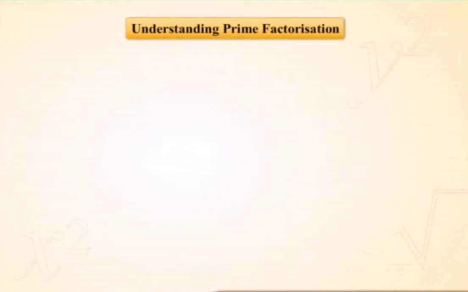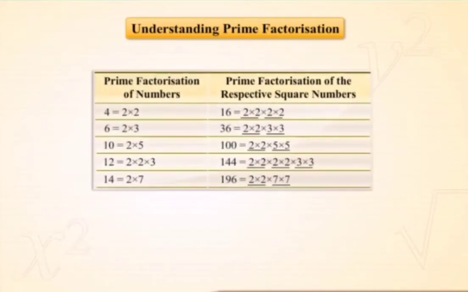Another method of finding the square root of a number is called prime factorization. This method is generally used for large numbers. This table shows the prime factorization of some numbers and their respective square numbers. For example, the factors of 10 are 2 and 5, while the factors of its square number 100 are 2, 2, 5, and 5. Note that each factor appears twice in the case of 100. Similarly, the factors of 12 are 2, 2, and 3, which appear twice each for 144, which is the square of 12.